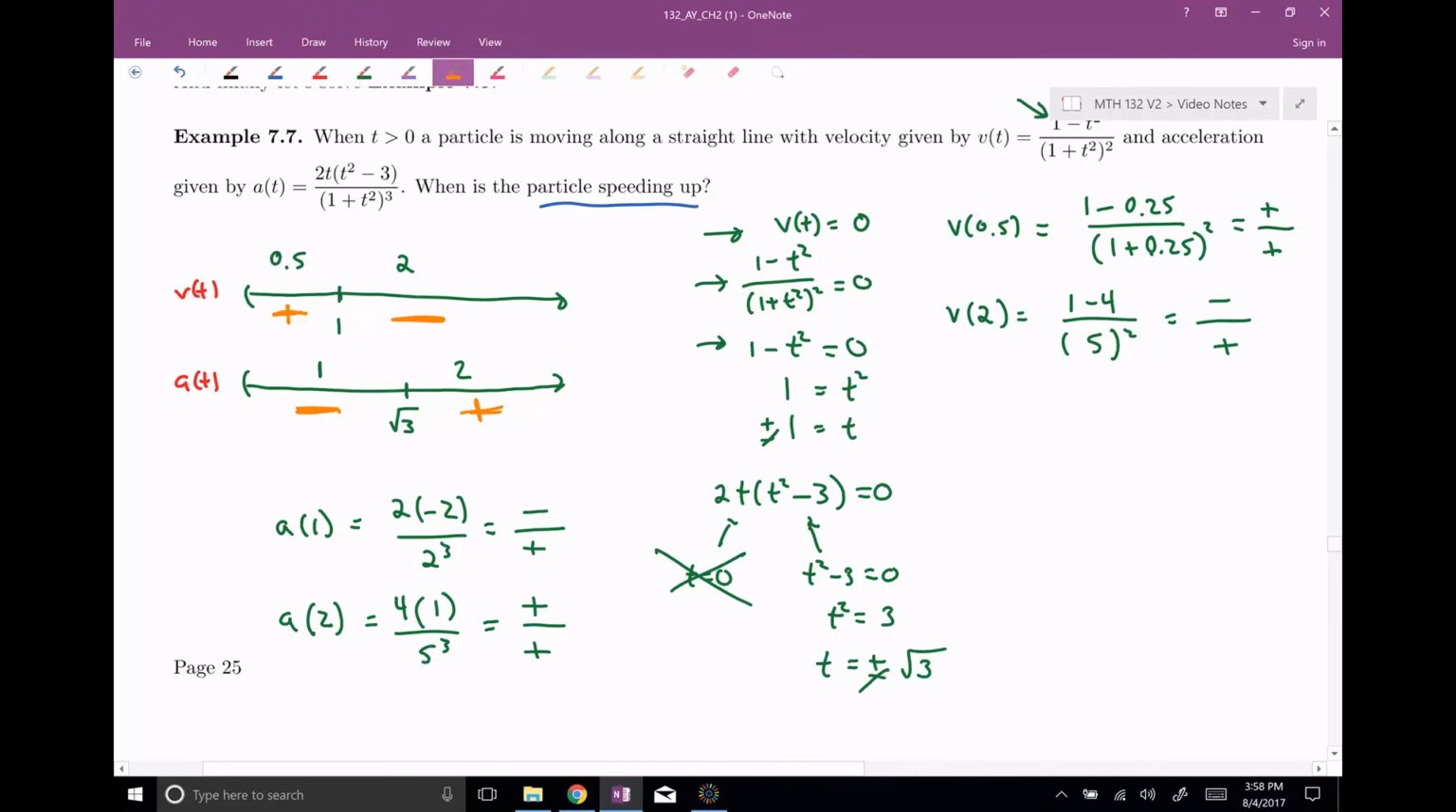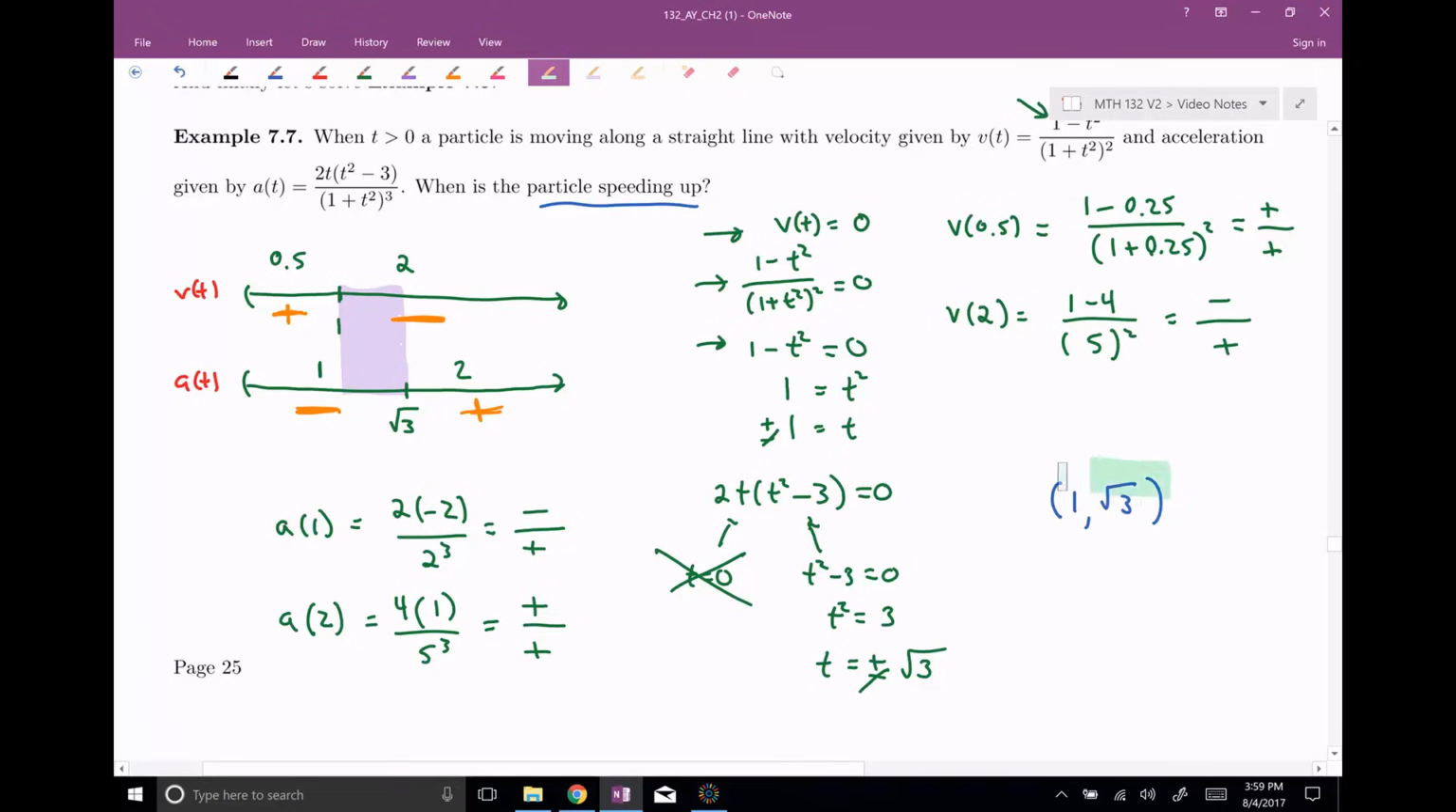So the question is, when is the particle speeding up? Well, notice here we have a mismatch between 0 and 1. We have plus, minus down here. But between 1 and root 3, both of these have negatives. So the velocity is negative and the acceleration is negative. So they have the same sign. So there it's speeding up. And then after that, forevermore, the acceleration is positive and the velocity is negative. So that's again a mismatch. That's going to be the particle slowing down. So the only place the particle is speeding up is between 1 and root 3.